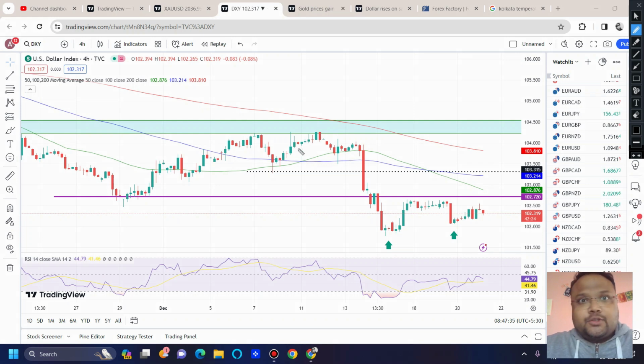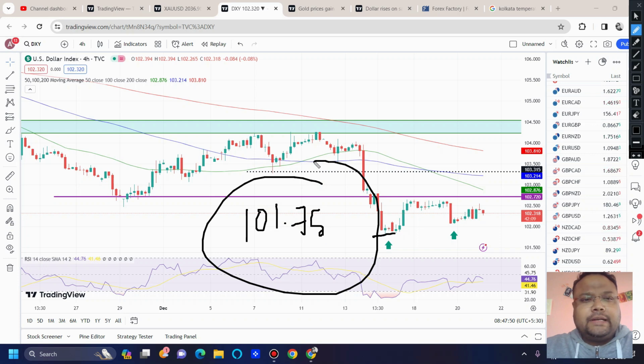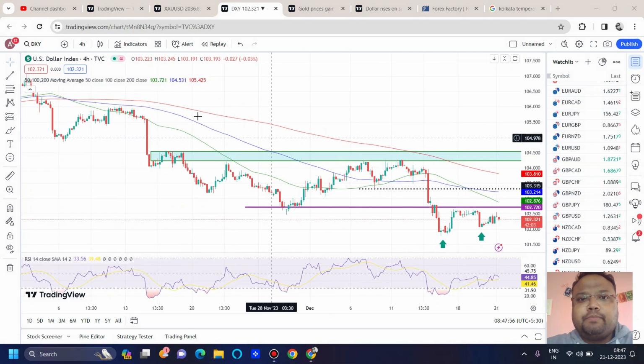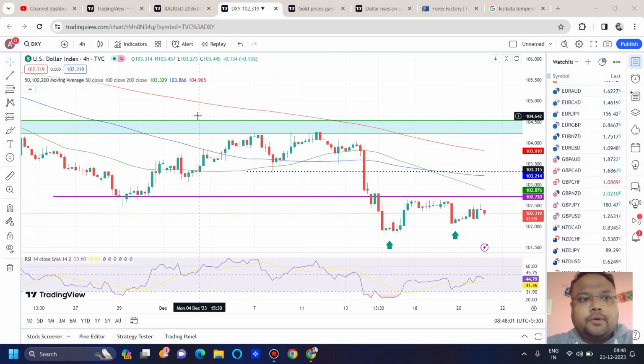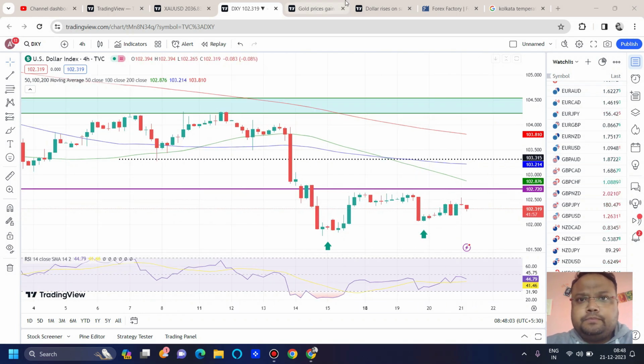At first, let's look at DXY, the US dollar index. Yesterday I made a mistake. I said 102.50. Actually, the low of DXY is 101.75 right now. And as we all know very well, DXY's position is not very bullish right now. Overall, the market is bearish. Sellers are dominating, but still DXY is trying to recover.